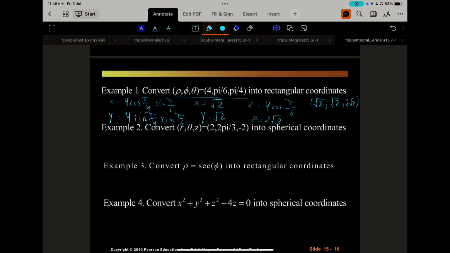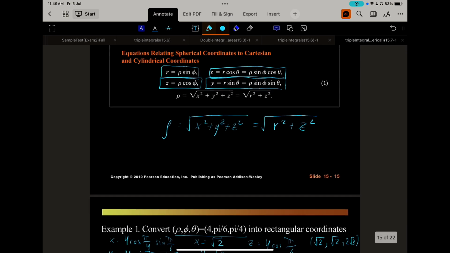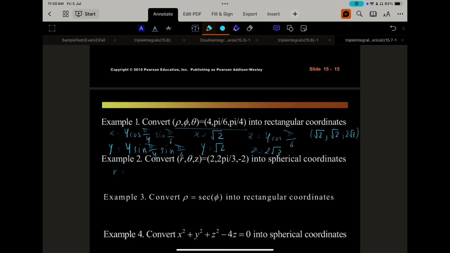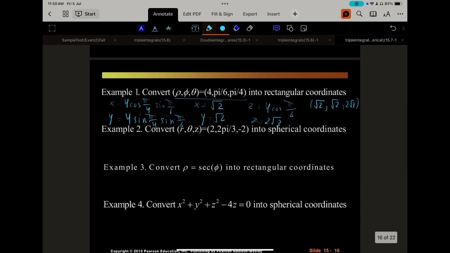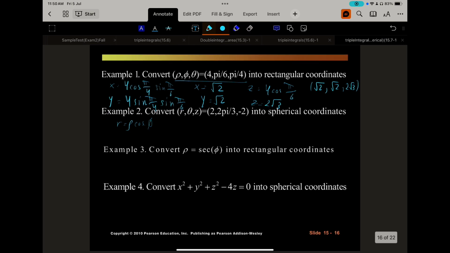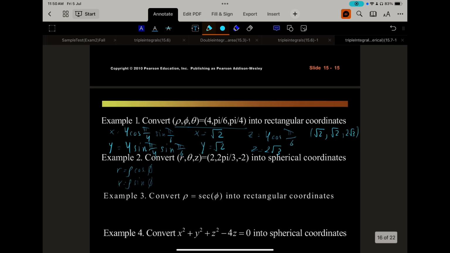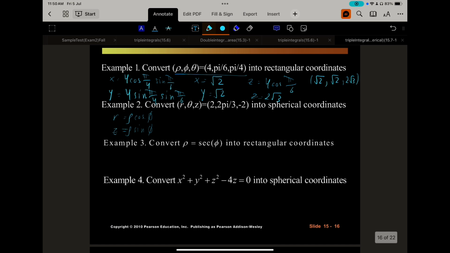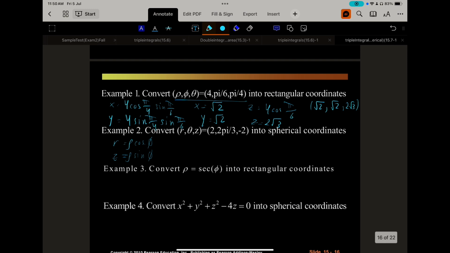Okay, so let's go to example 2. Now we want to convert these cylindrical coordinates into spherical coordinates. So we know that r equals rho sine phi, and z is equal to rho cosine phi. Sorry for this.